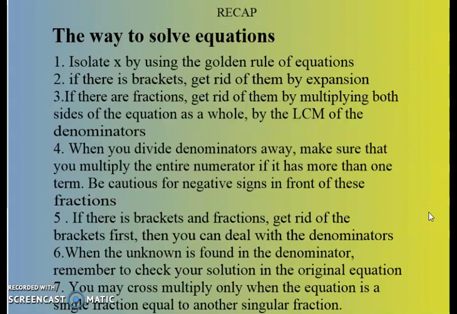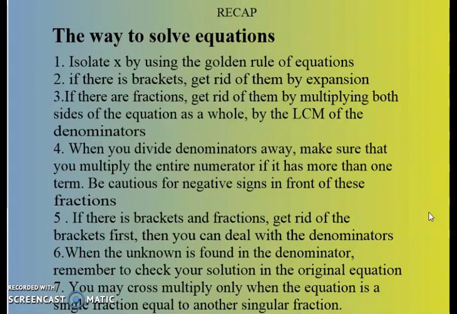Number 1, I isolate x by using the golden rule of equations, which we just stated. Whatever you do on the one side, you must do exactly the same on the other side. If there's brackets, get rid of them by expansion. If there are fractions, get rid of them by multiplying both sides of the equation as a whole by the lowest common multiple of the denominators. When you divide the denominators away, make sure that you multiply the entire numerator if it has more than one term. Be cautious of negative signs in front of these fractions.